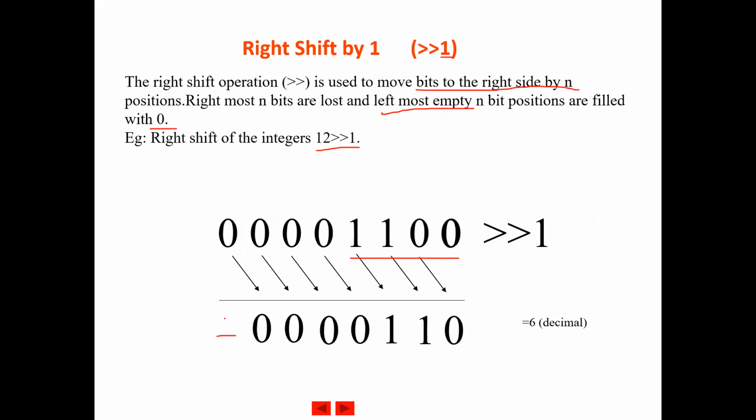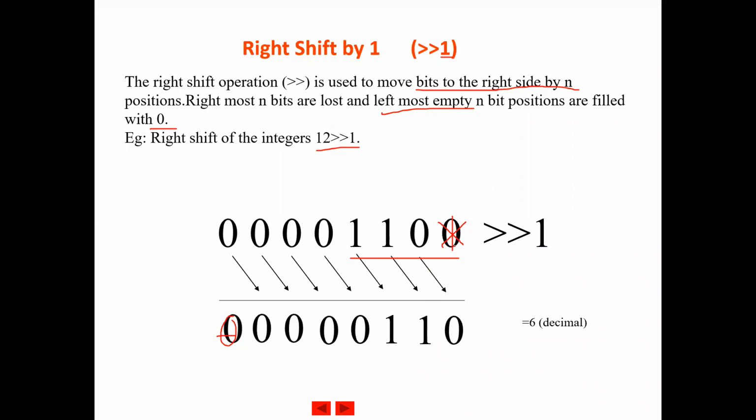We have to fill this empty location with 0. So we are assuming that we are removing this 0 from here, and the empty bit location, whatever is there, we will be filling it. But even if it is 1, after shifting, we will be filling it with a 0. Are you all listening? Even if it is 1 over here, we will be filling the empty location with a 0.